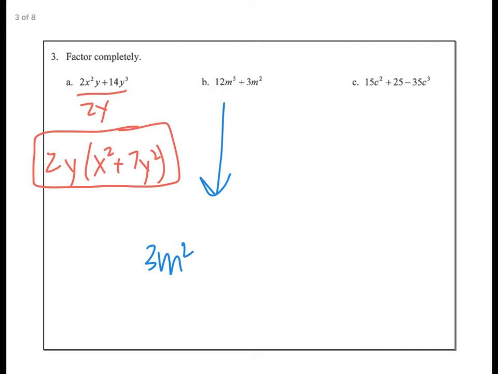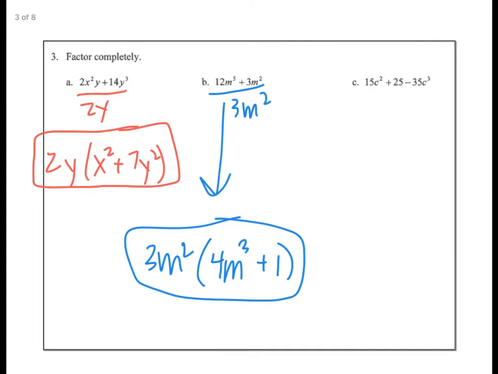Since they can take a 3 out of each, and I can take an m squared, I'm going to divide it by 3m squared. 12 divided by 3 gives me 4, and then m to the 5th over m squared is m cubed. And then 3m squared over 3m squared, well, I'm dividing it by itself, so that leaves me with plus 1.